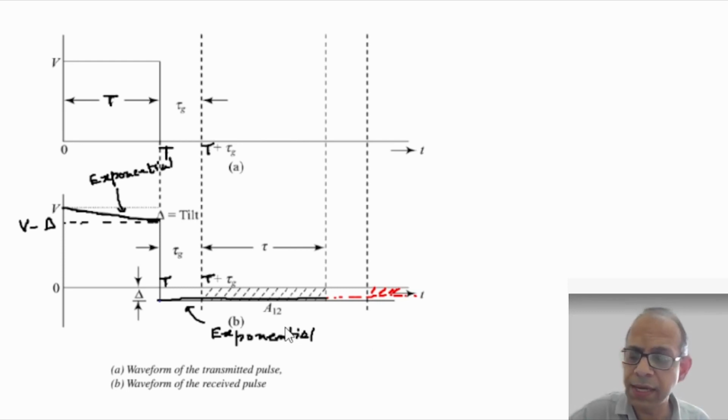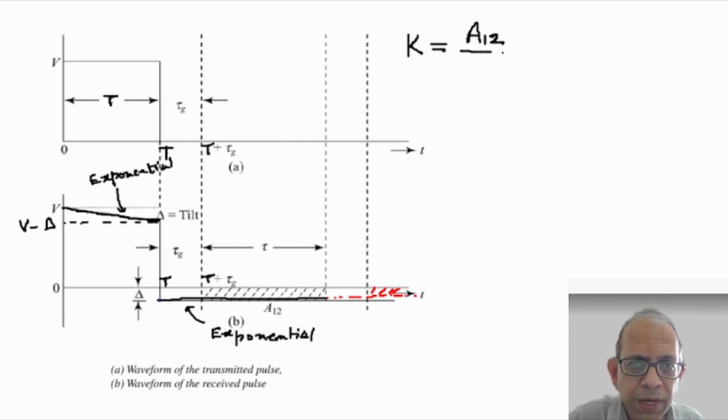If we want to study the amount of crosstalk between the spreading of the first pulse and the second pulse that occurs in the second time slot, T plus tau g, where tau g is the guard time, we can study it in terms of the crosstalk factor K, as we used in the previous lecture also: the area A12 upon A2, where the area A12 is shown here, the overlap area of the spreading of the first pulse to the duration of the second pulse.